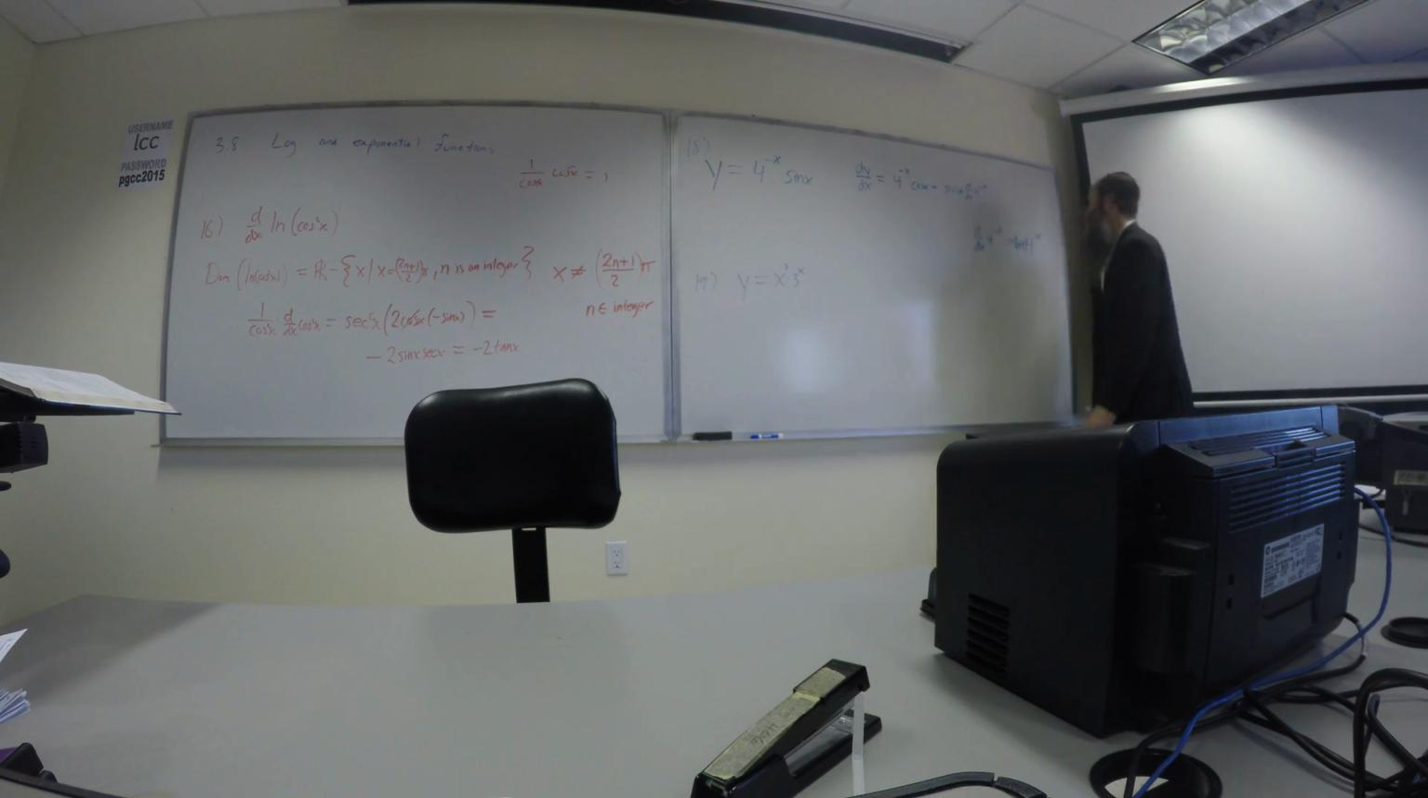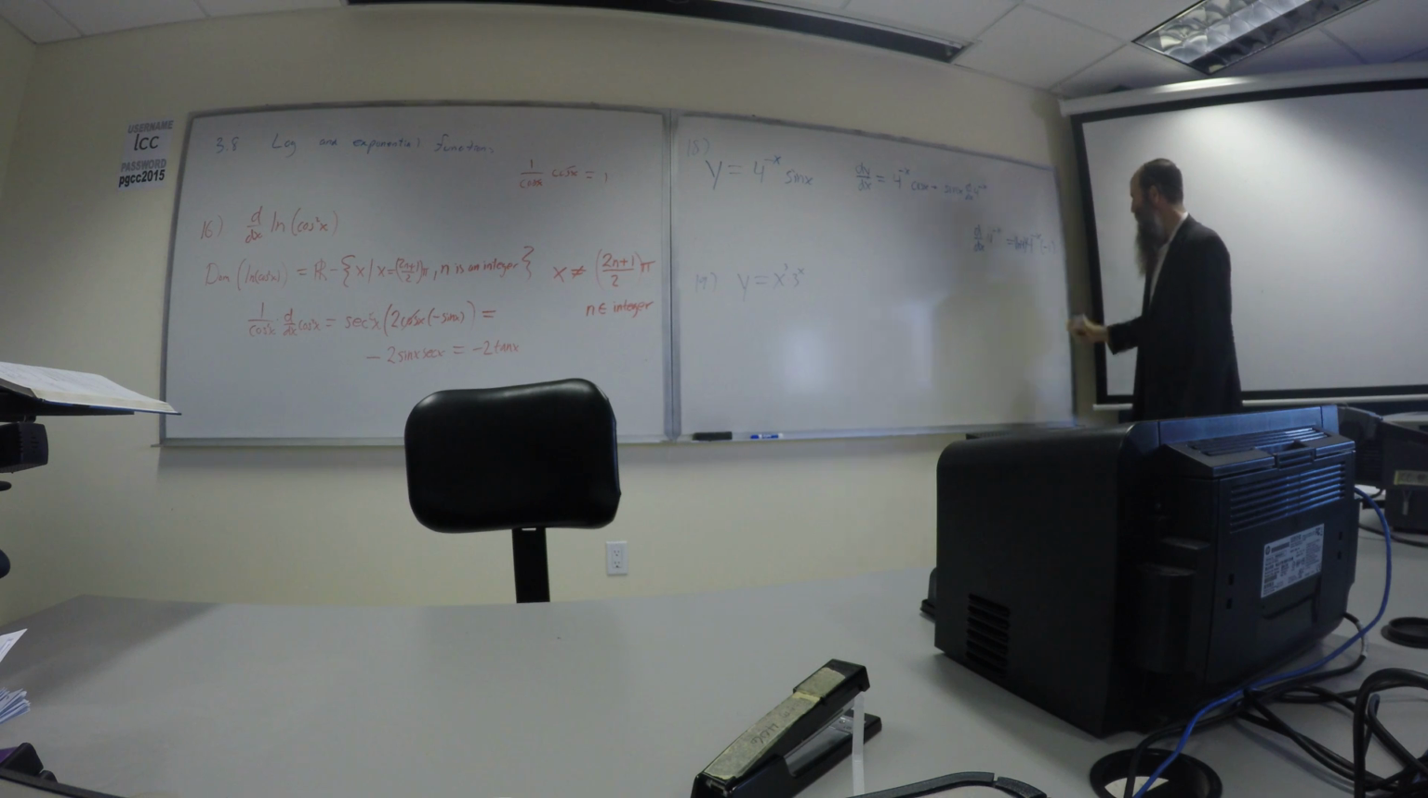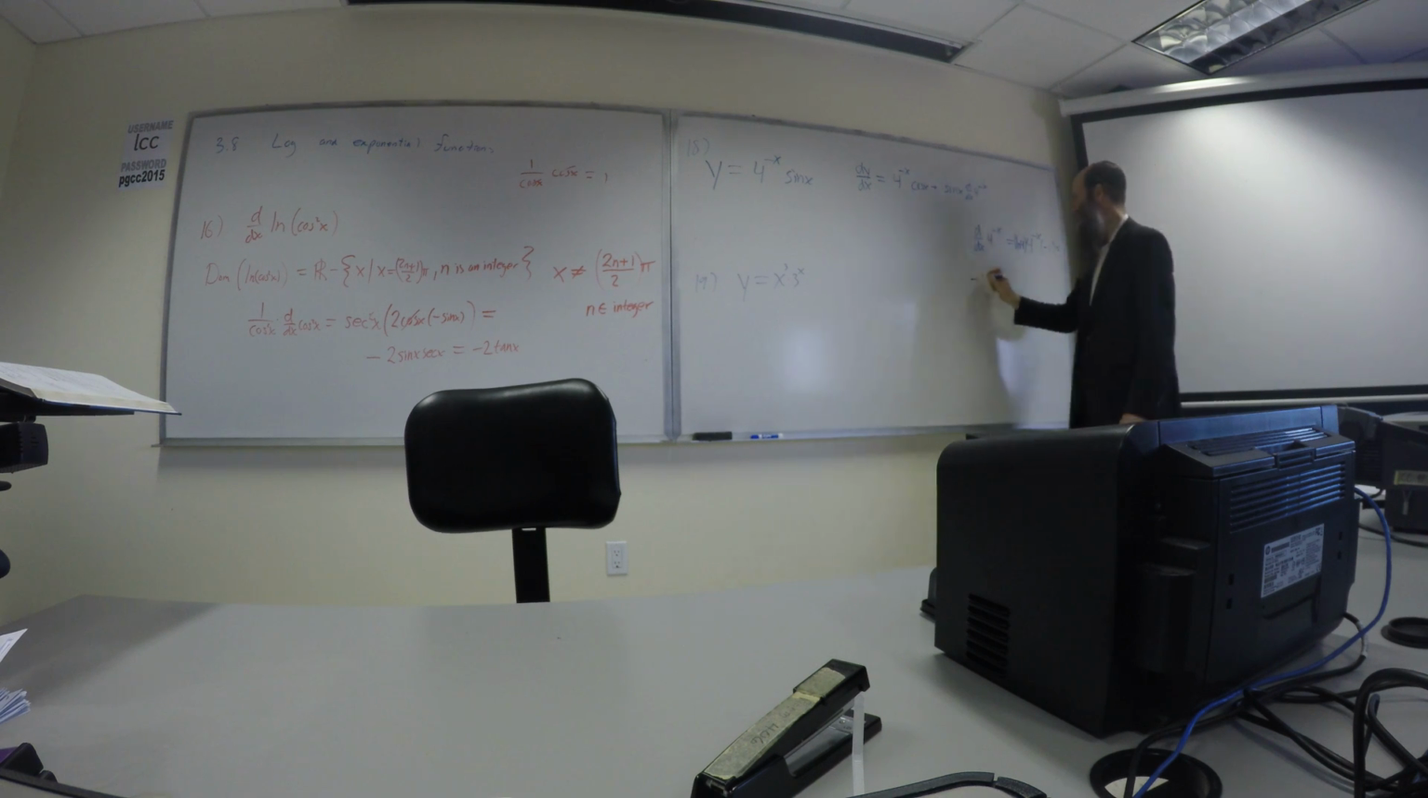But wait, it was a negative x exponent. This is not just x. So this is a chain rule. I've got to multiply by the derivative of the inner function. What's the derivative of negative x? Negative 1. So it's negative natural log of 4 times 4 to the negative x is our derivative for that piece.